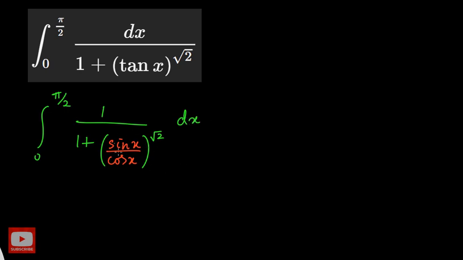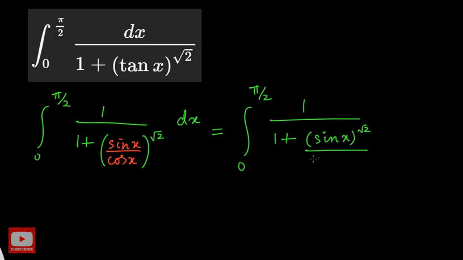Okay. Now you can distribute this root 2, the exponent, to sin x and cos x separately, isn't it? So we'll do that. So this is equal to what? 0 to pi by 2, 1 by 1 plus sin x to the power root 2. So we are going to distribute the power separately. Sin x to the power root 2 divided by cos x to the power root 2, and we keep dx as it is.